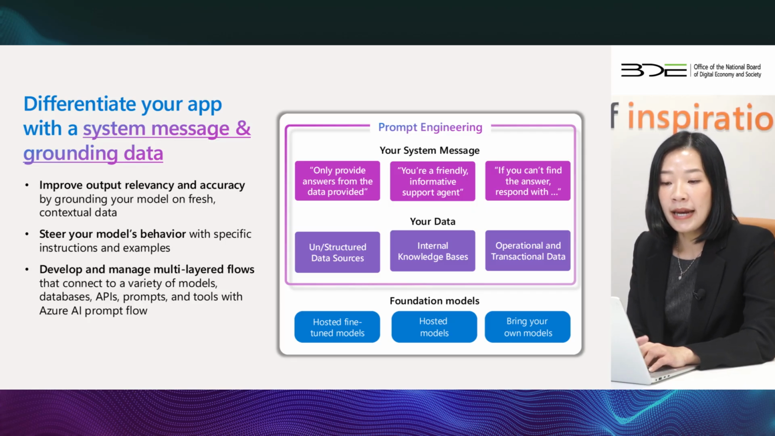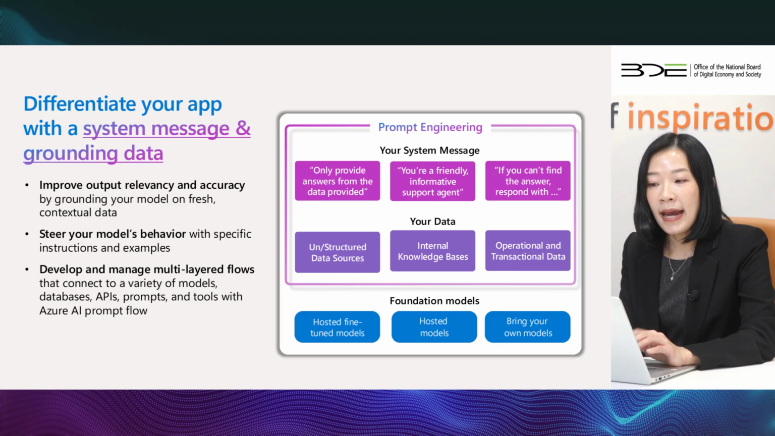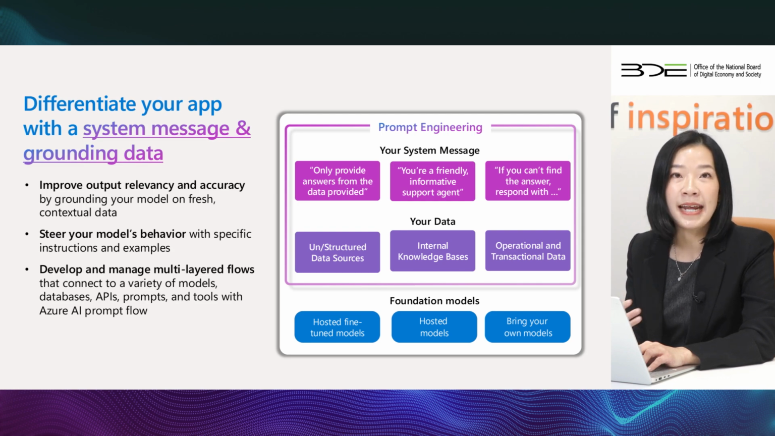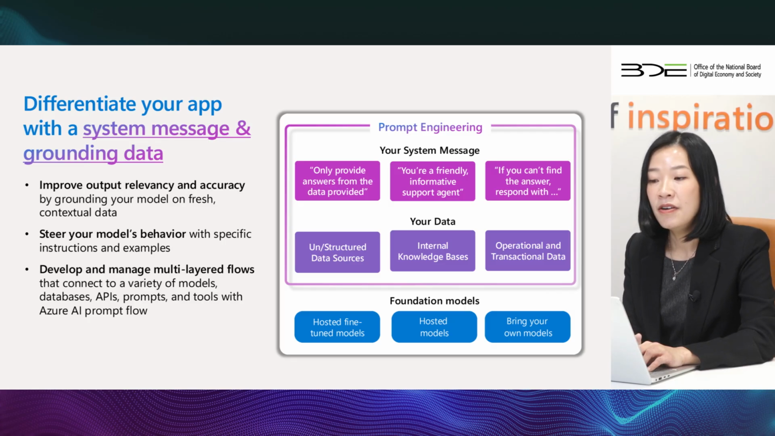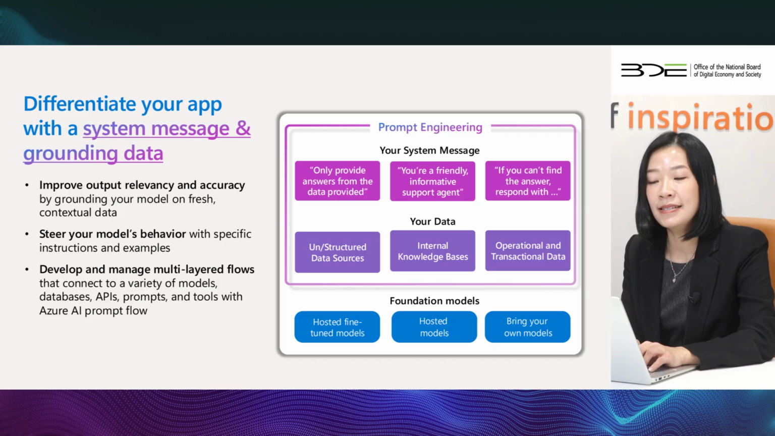So we need to provide those models, as they can access a vast amount of data, the right system message. For example, only provide the answer from the input that we have or from the data provided, to make sure that it does not provide any hallucinated result. And sometimes you might also need to provide a system message such as, you are a friendly, informative support agent. This might be used internally in your organization, like the HR chatbot, for example.